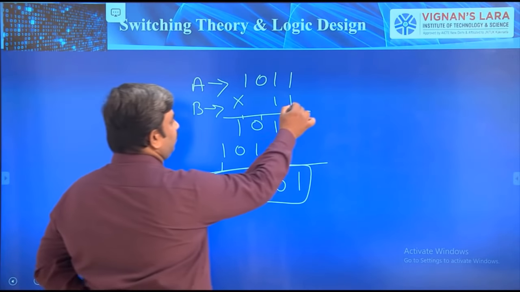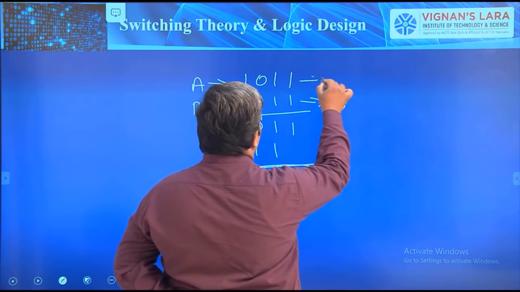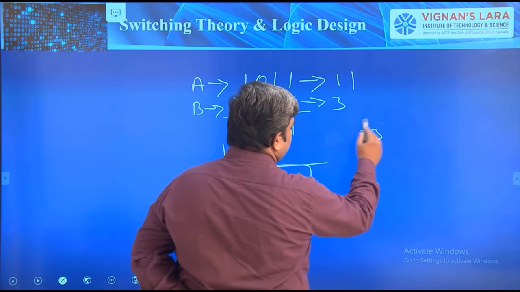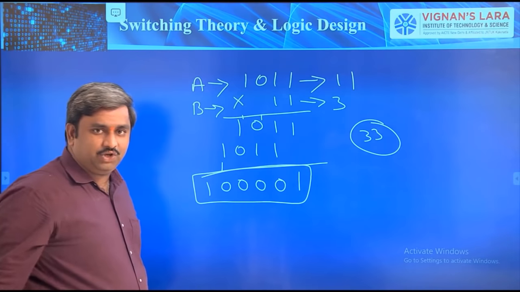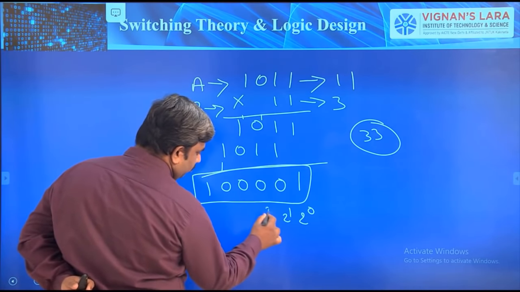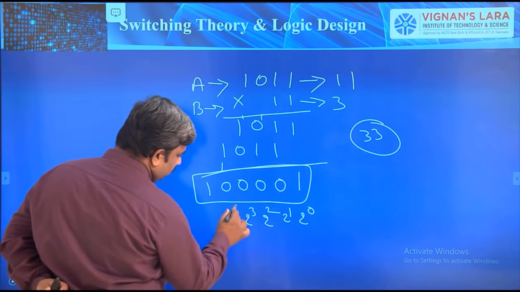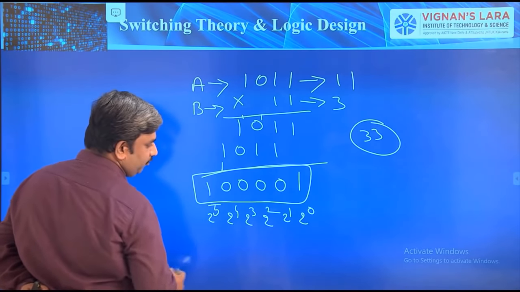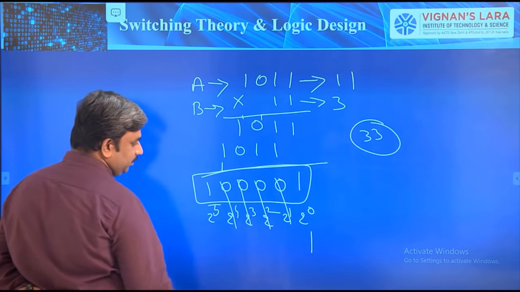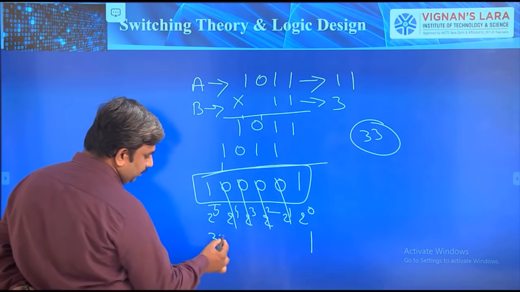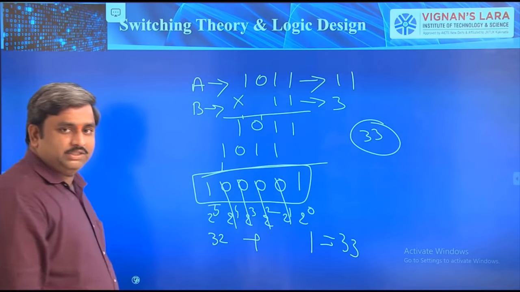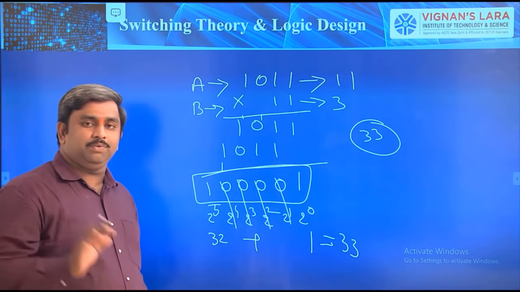The value of this one is 3 and the value of this one is 11. 11 3s are 33. Is this value 33 or not? We will check. 2 power 0, 2 power 1, 2 power 2, 2 power 3, 2 power 4, 2 power 5, 1. So neglect these values. 2 power 5 is equal to 32. 32 plus 1 is 33. Is it clear? This is a very simple operation.